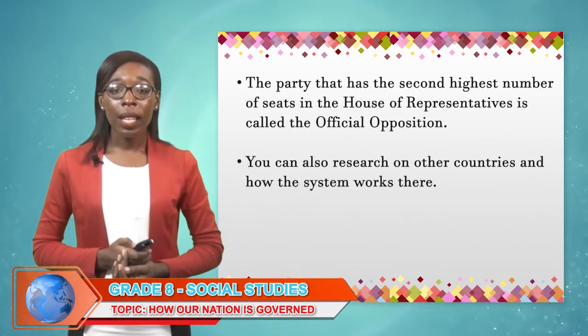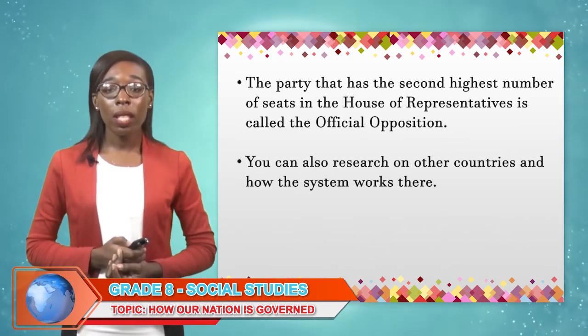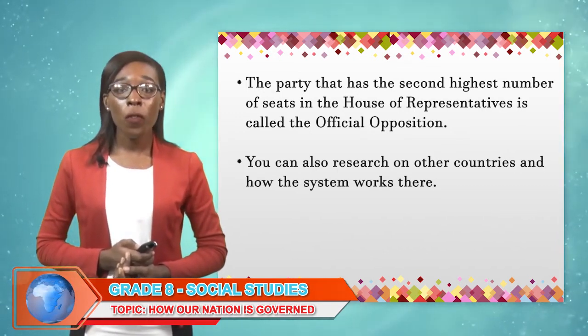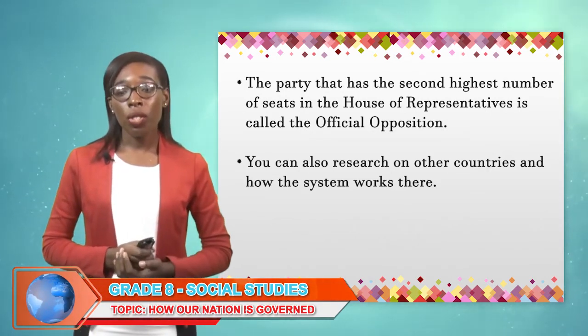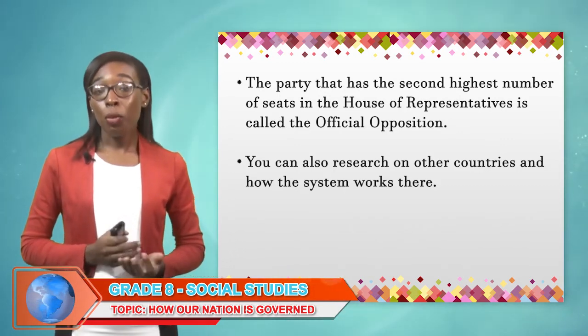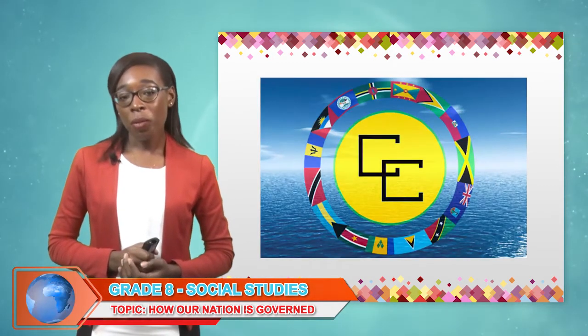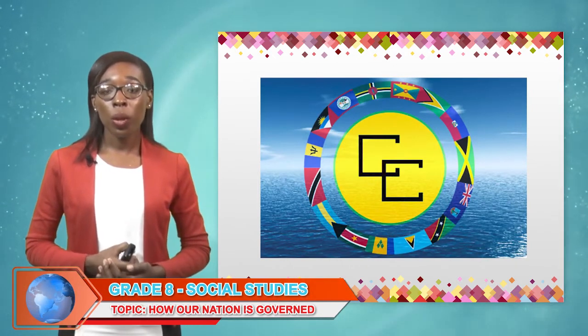The party that has the second highest number of seats in the House of Representatives is called the official opposition. You can also research other countries and how the systems work there. Remember, since we are part of Caricom, it is interesting to know how the system of government works in our neighboring countries.